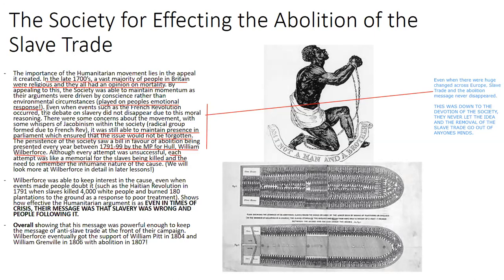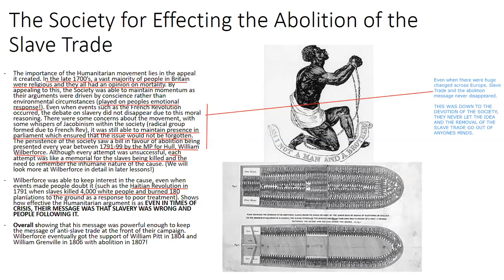Now, William Wilberforce we're going to look at in massive detail later on, but Wilberforce was an absolute driving force. He managed to keep the message of slave abolition in Parliament, even when there were some really awful actions that were committed in other areas. So the one thing you'll notice when we look at this course later is that slaves resisted quite regularly. And there was, in Haiti, the Haitian Revolution in 1791, when slaves killed 4,000 white people and burned 180 plantations.